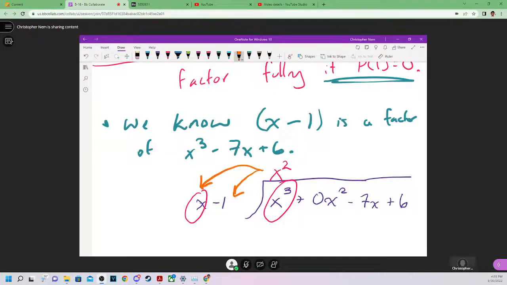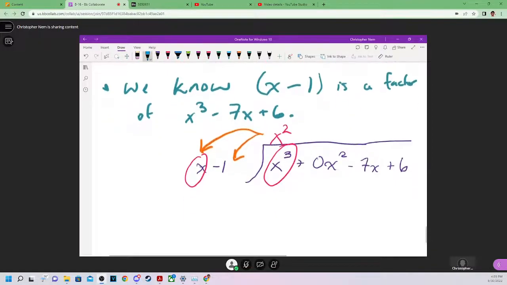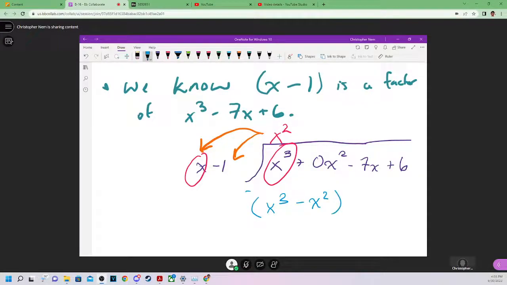Long division states that. You could do synthetic division. I think synthetic division might be faster here, but I just want to do it with long division so you guys can get the idea. Now I get x cubed minus x squared. Subtract these off. These should cancel out. And then subtract the negative. That's going to be positive x squared.